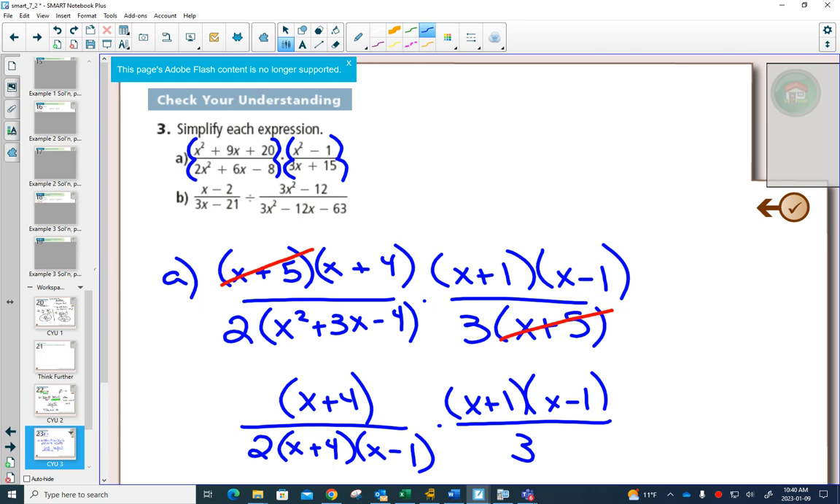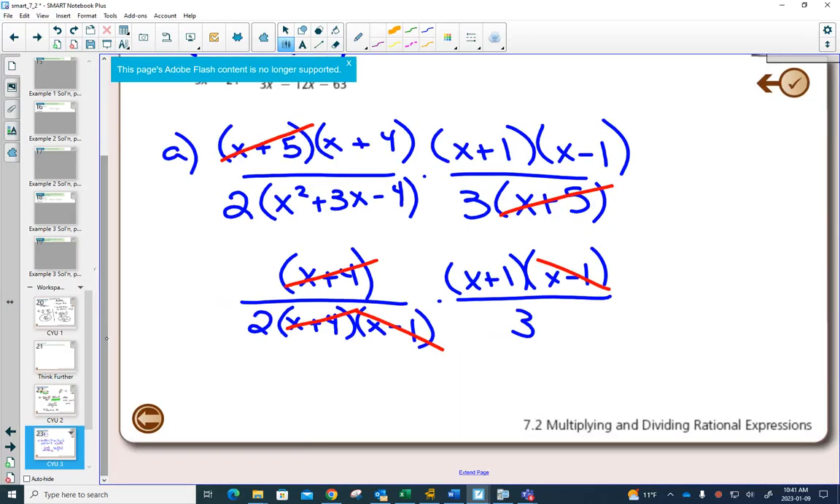I already simplified one factor, and now I'm going to look if anything else is identical. Sure enough, the x plus 4s, kind of like a Star Wars theme here. I feel like when you cancel things out, you should sort of make Star Wars noises. Makes it a little bit more fun. So the x minus 1s will cancel out, the x plus 4s will cancel out. Again, we've done a bunch of canceling. Let's see what we're left with here. On the top, I just have x plus 1. On the bottom, I have a 2 times a 3. That will be 6.